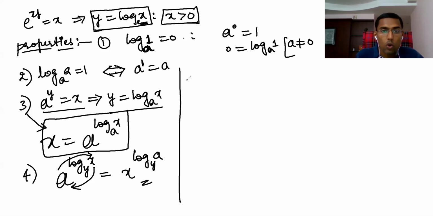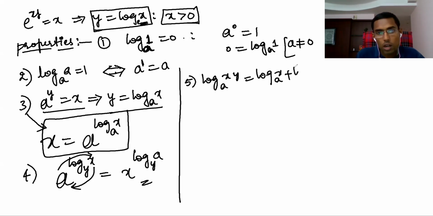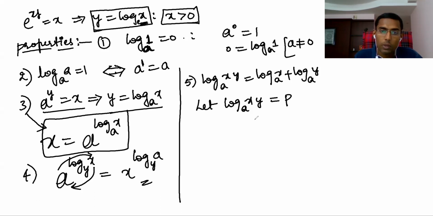Then the important formula, you know what is that? Log xy to the base a, which is nothing but log x to the base a plus log y to the base a. You also know how it comes. How do you prove it? Let log xy to the base a equal some p. Then xy equals a to the power of p.